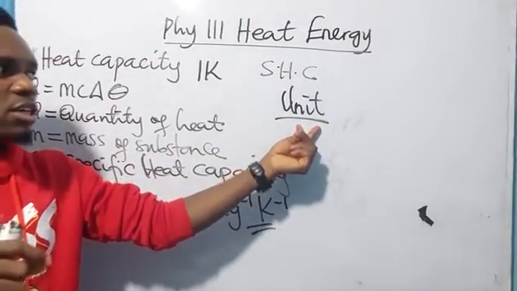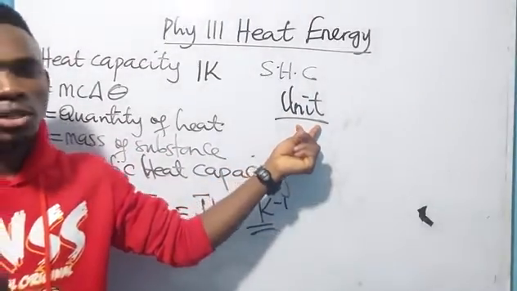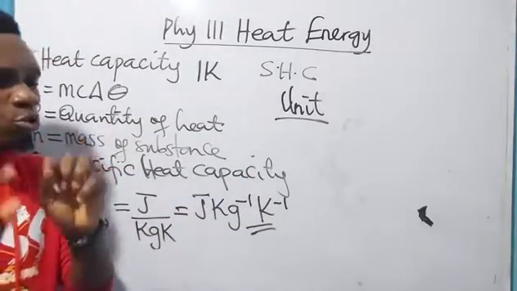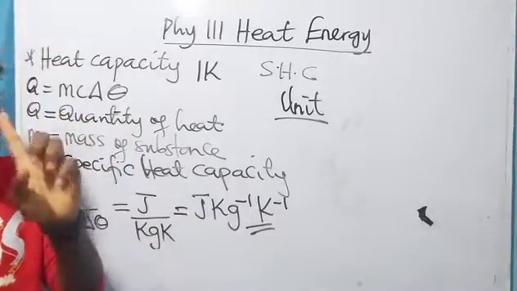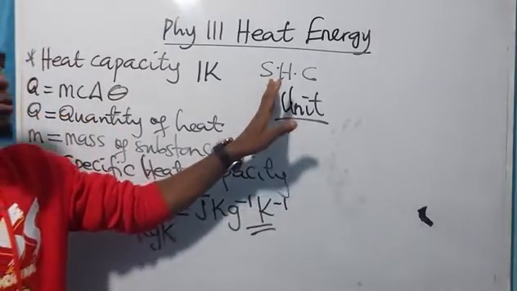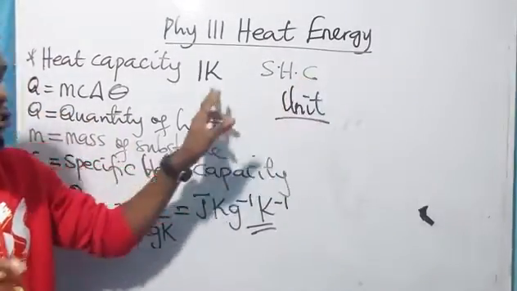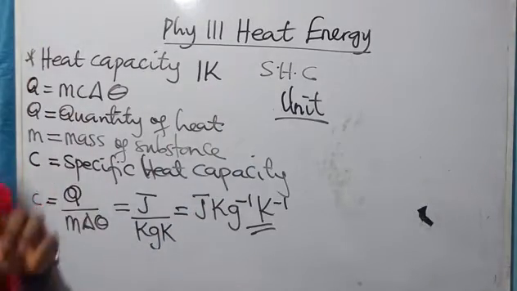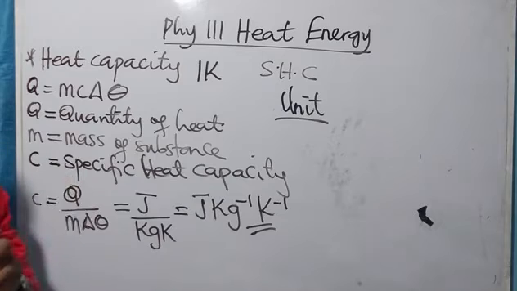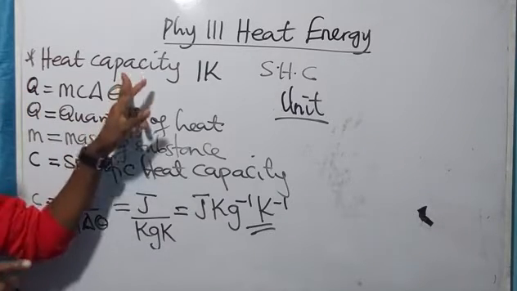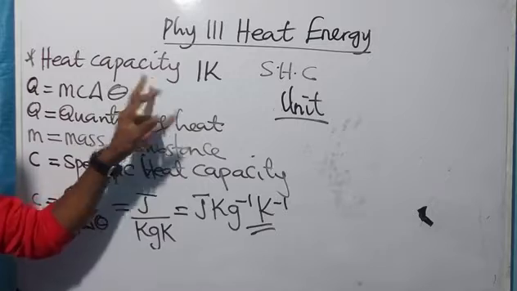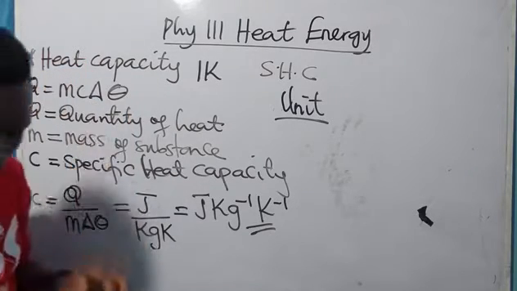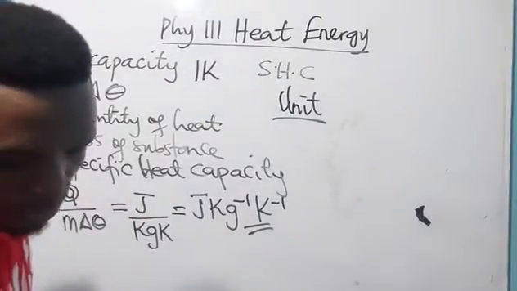I said the difference between heat capacity and specific heat capacity is the units. The heat supplied or needed or required to raise a unit mass of a substance by 1 Kelvin is called specific heat capacity. But the heat required or supplied or needed to raise the temperature of a substance by 1 Kelvin is heat capacity. Take note of that. It is very, very important.